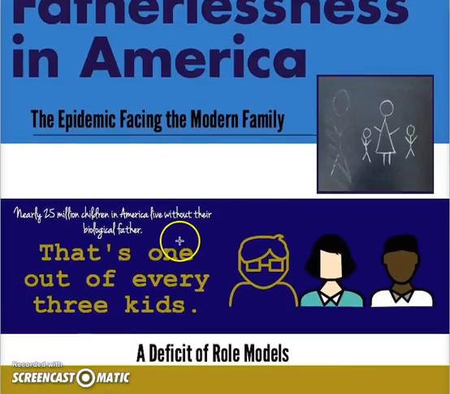The first block of information describes the problem, and the extent of the problem. A real number, 25 million, is used to define the scope of the problem, giving the reader a sense of how widespread it is. I then put that into a fraction, 1 out of every 3, so the reader starts to apply that fraction to the number of children they know, so the statistic becomes more real to them. So they realize if they know 15 kids, 5 of them probably don't have a dad.